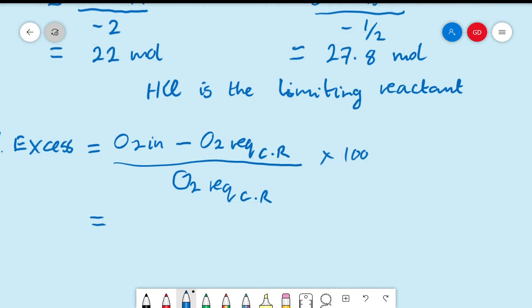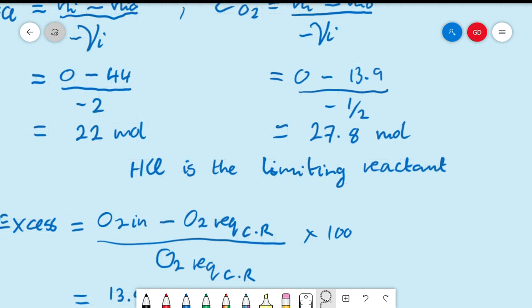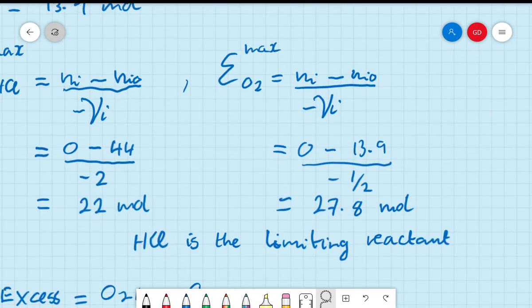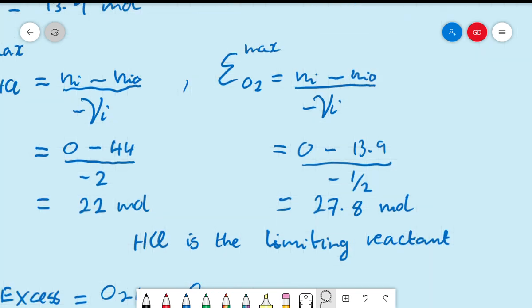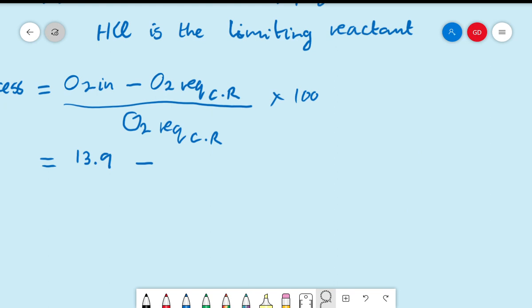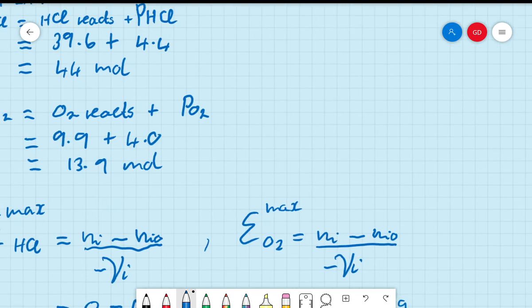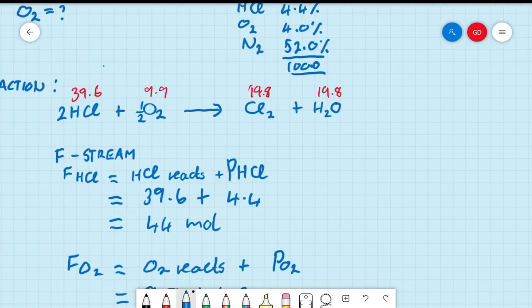13.9 subtract. You can see it even there: oxygen coming into the system is 13.9. Remember I said this is initial moles. So now 13.9 subtract the oxygen required. The oxygen required will be tricky, but not that much. You just have to use the reaction equation. So now you can see the reaction equation here.